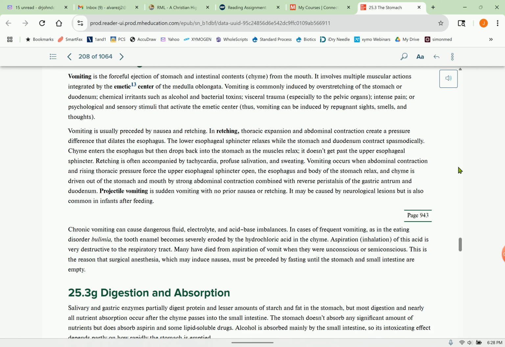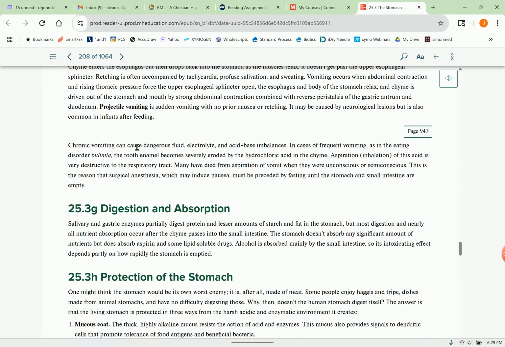Now, a person can cross a line by vomiting too much. It's too violent. You can tear stuff. It's called a Mallory-Weiss tear. If you are vomiting too hard and you tear the esophagus, you're going to get all this bleeding. Too much vomiting can also create dehydration and a whole host of other problems. So up to a point, vomiting is necessary to get rid of the harmful substance that's in your body. But then it can cross a line where a person will need medical intervention, such as dehydration, fluid and electrolyte, and acid-base imbalances.